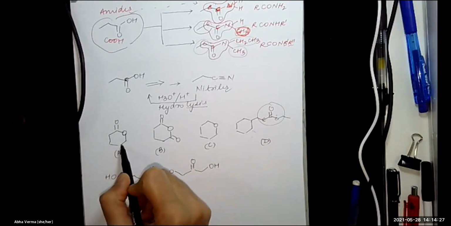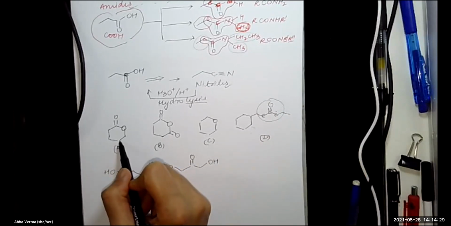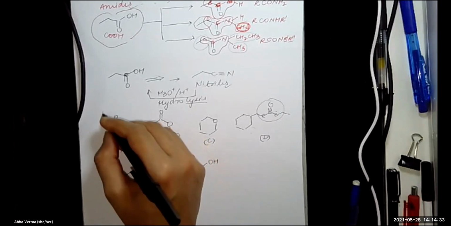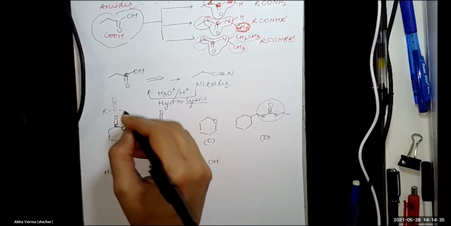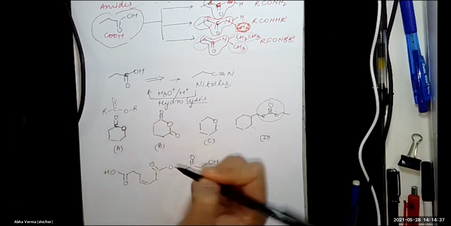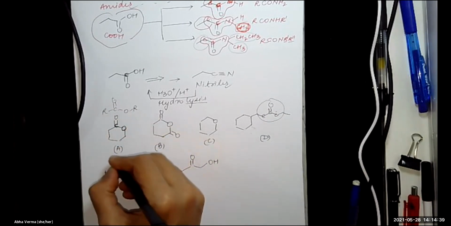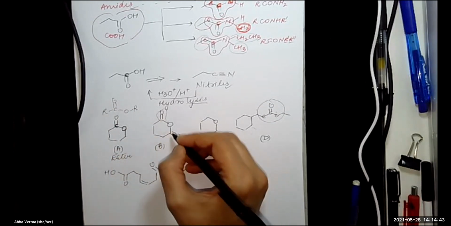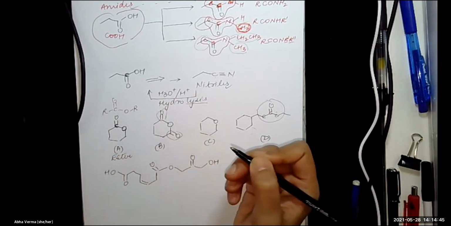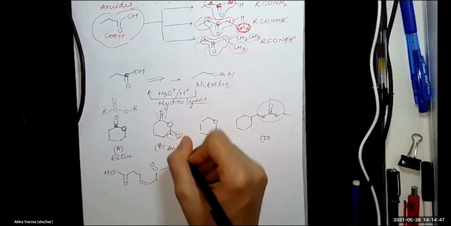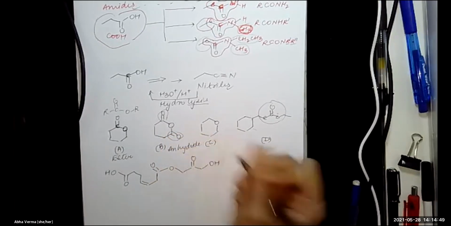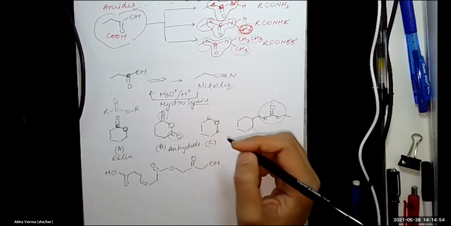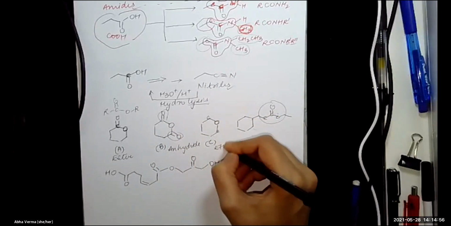So what is this functionality right here? This functionality with the carbonyl O, this is like an RCOOR kind of functionality, which will be an ester. These 2 carbonyls sandwiching an oxygen will be your anhydride. And this oxygen sandwiched between 2 carbons is an ether.